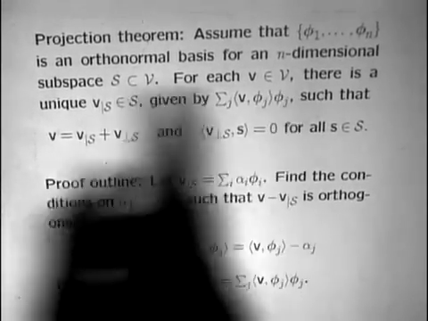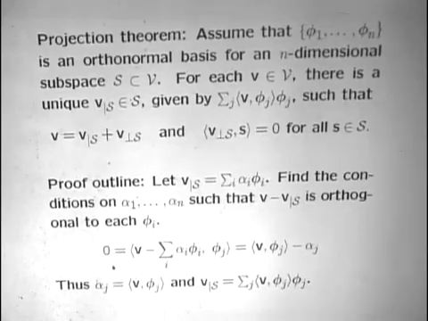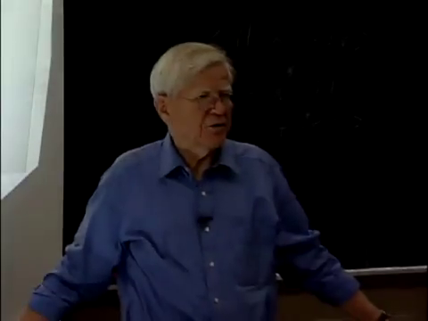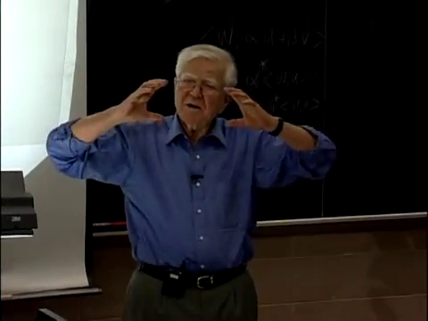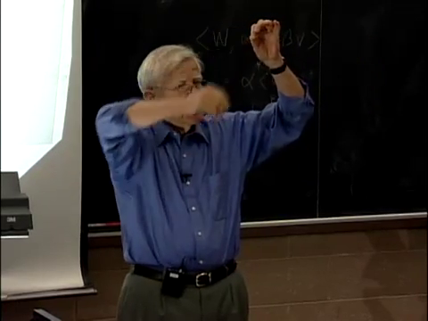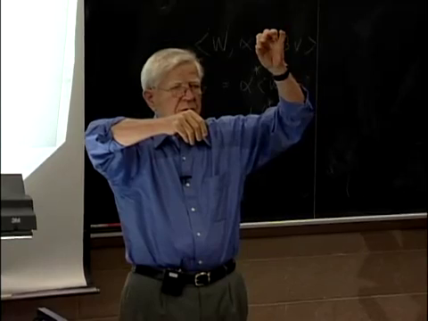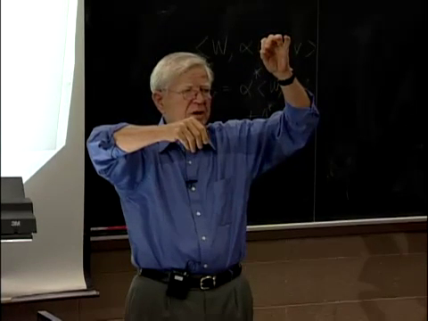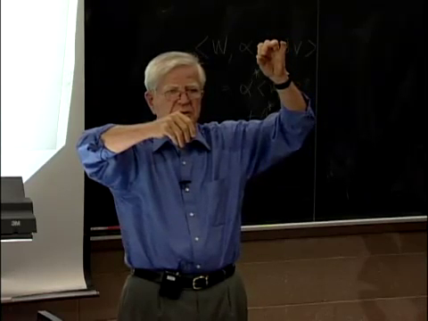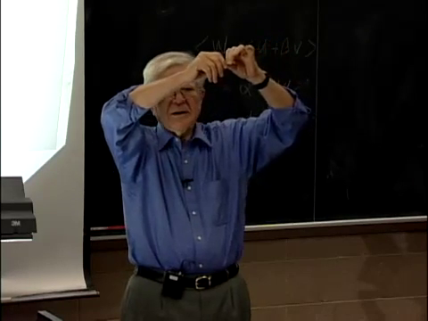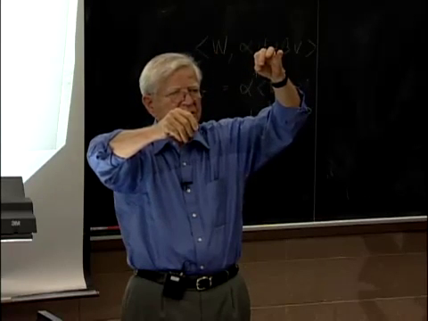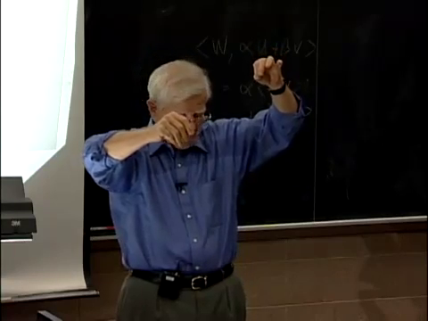For each vector in V, okay, S now is some small subspace. V is this big space out around S. What I want to do now is take some vector in the big space and project it onto the subspace. And by projecting it onto the subspace, what I mean is I want to find some vector in the subspace such that the difference between V and that point in the subspace is orthogonal to the subspace itself.